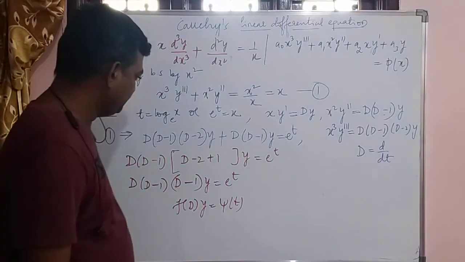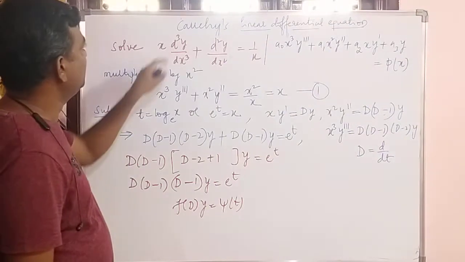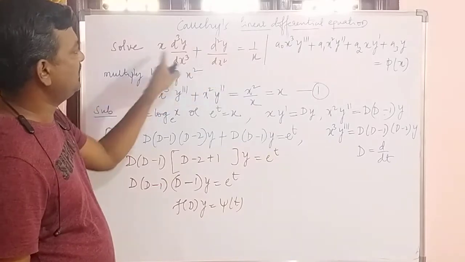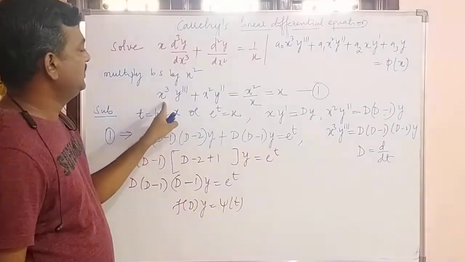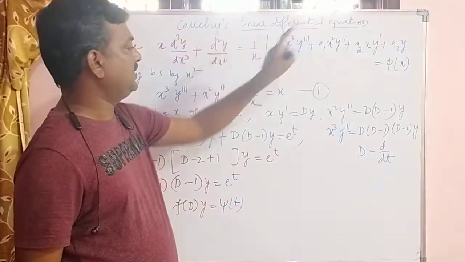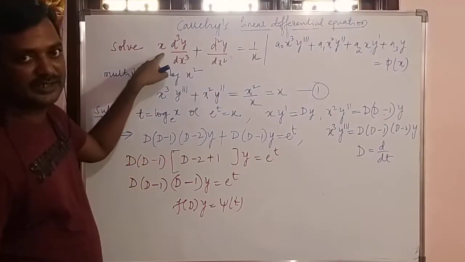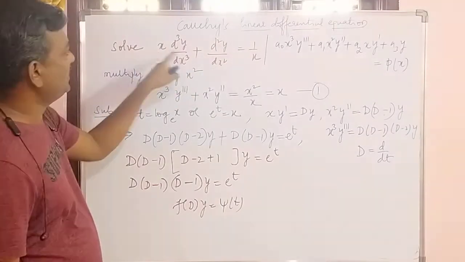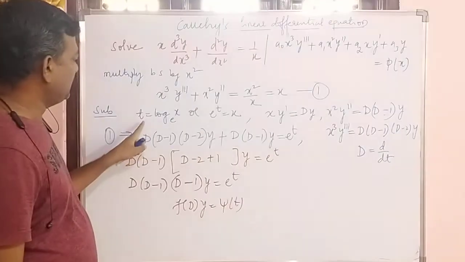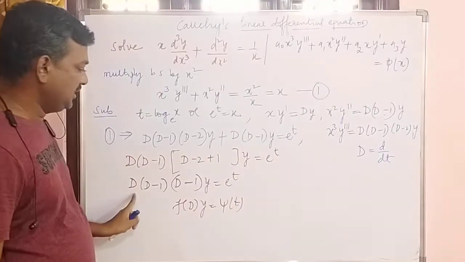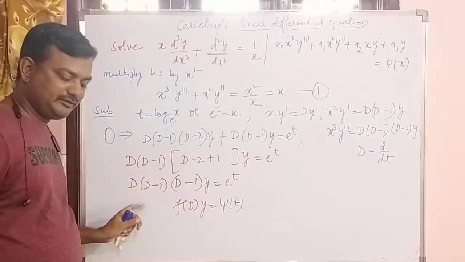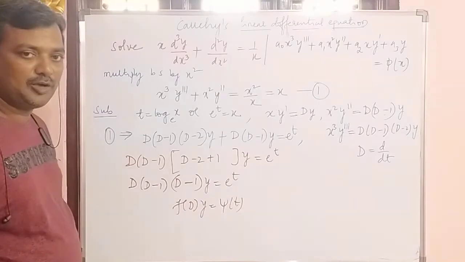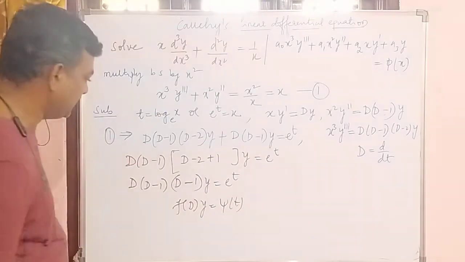In the last video, we converted this Cauchy's linear differential equation into a standard form, x cube y triple dash. The given differential equation is not in Cauchy's form, so we multiplied both sides by x square. It became a Cauchy equation. Then we substituted and got a differential equation with constant coefficients. We are solving it directly using the sum of the complementary function and the particular integral method.